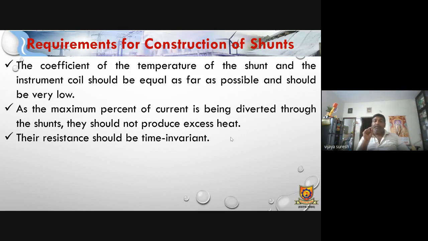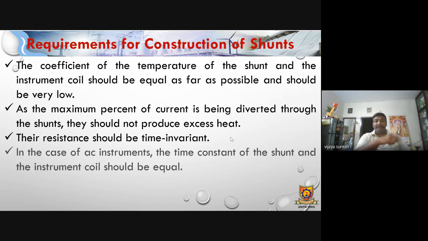And their resistance should be time invariant. As I said already, the resistance should not vary with time, and it should not vary with temperature also. In case of AC instruments, the time constant of the shunt and the instrument coil should be equal. The time constant is tau equal to L by R, and that value should be the same for both the instrument, the meter, and the shunt.